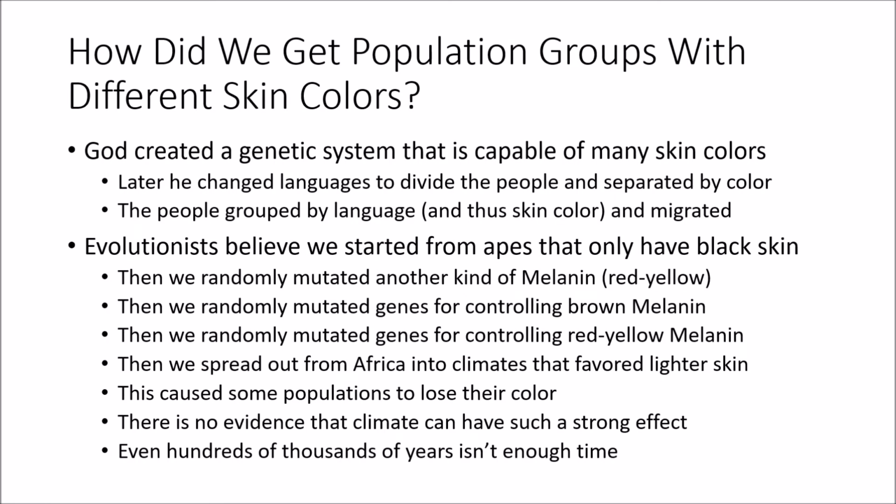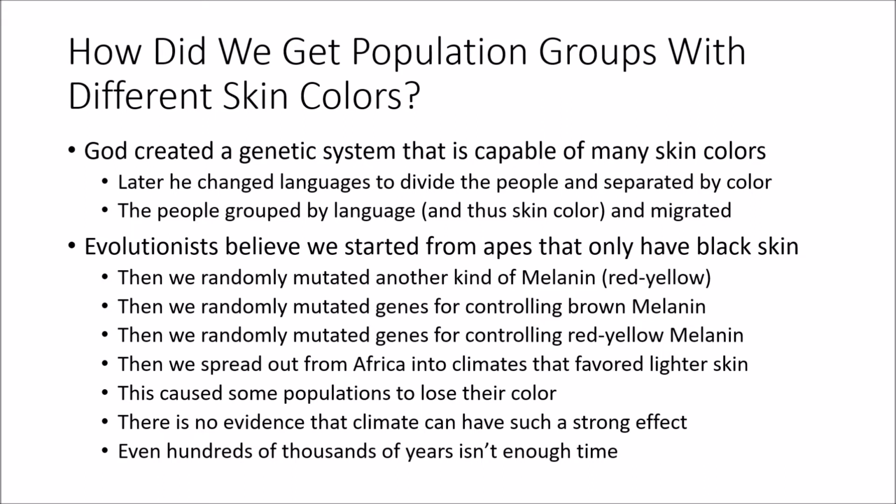So how did we get population groups that had different skin colors? How did that come about? As Bible believers, we can see how God did that. It's not that hard to figure out. He created a genetic system that was capable of these many skin colors, and by making Adam and Eve middle browns, he could produce all of those ranges of colors. That's no problem.